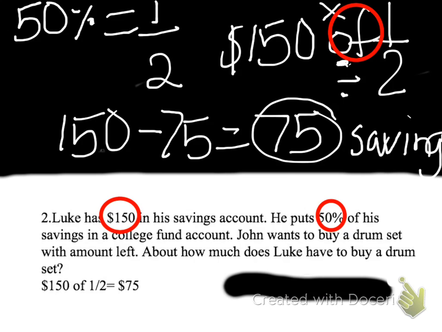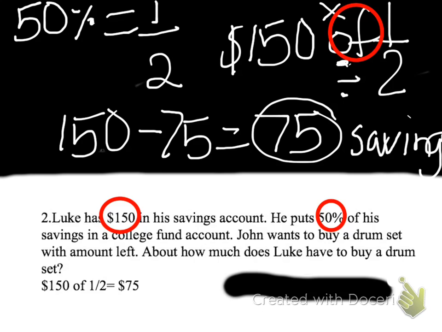Okay, this is our second problem. Luke has $150 in his savings account. He puts 50% of his savings in a college fund account. John wants to buy a drum set with the amount left. About how much does Luke have to buy a drum?